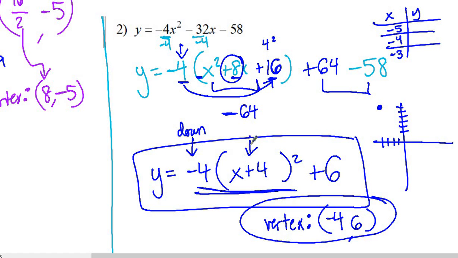So if we plug in negative 3 right here, okay, negative 3 plus 4 is 1. 1 squared is 1. 1 times negative 4, negative 4. Plus 6 would be 2, and that's going to be 2 also because it's symmetrical. So we'll have points at negative 3, 2 and negative 5, 2, and that's what our parabola is going to look like. Sorry, the line was not very straight there, but that's how you would end up graphing it. So that's how to put something in vertex form. Hopefully that makes some sense.